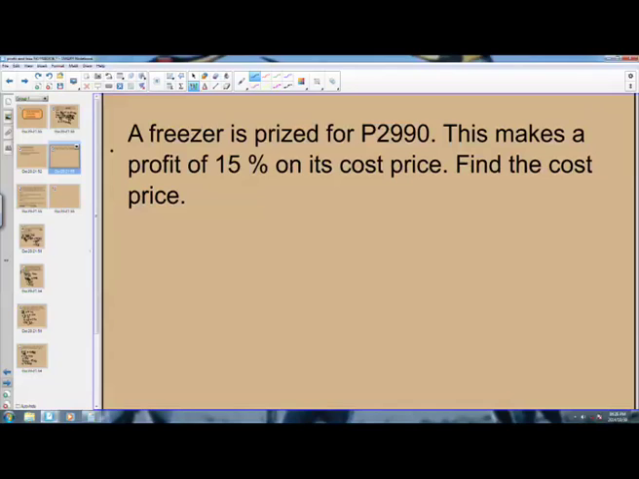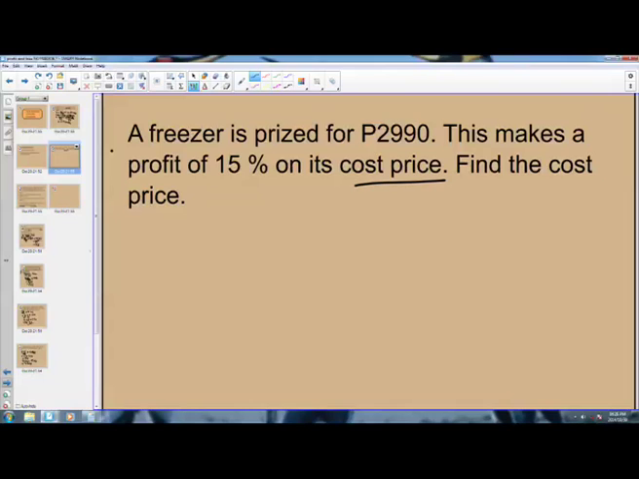It says a freezer is priced for 2,990. This makes a profit of 15% on its cost price. Find the cost price. So we are not given the cost price. This is the selling price. 2,990 is the selling price. So we should start by finding the cost price.